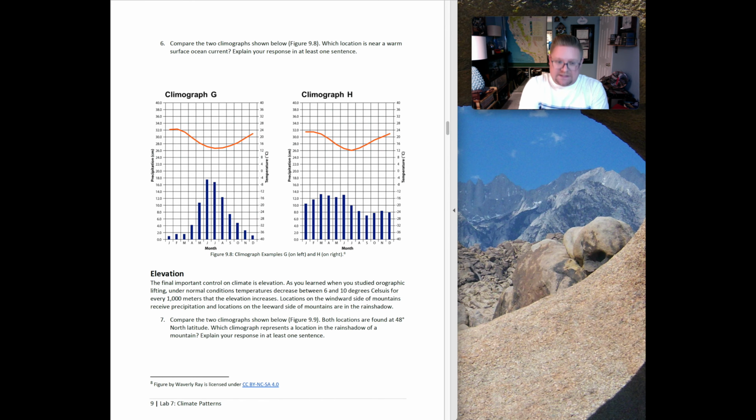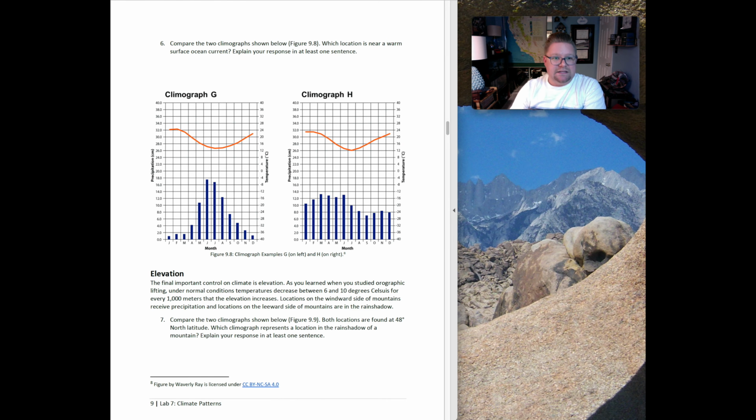So that being said, question 7 says, comparing the next two climate graphs shown, figure 9.9, both are found at 48 degrees north latitude, but which location would represent a location in the rain shadow of a mountain? Remember, when you learned about orographic lift, one side will have a majority of that precipitation because as the cloud gets lifted up, it gets cooler, there's less pressure, the condensation occurs, and precipitation can occur, and then that cloud goes over the mountain, sinks back down, and it gets warmer due to atmospheric pressure. It's heat by compression. So that being said, one side is usually wetter and the other side is drier.